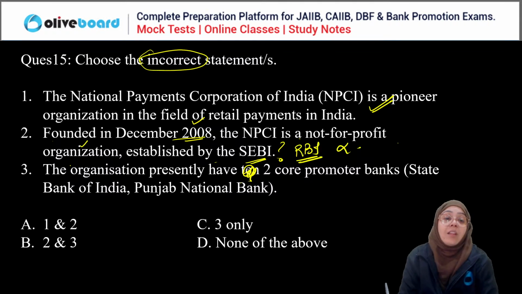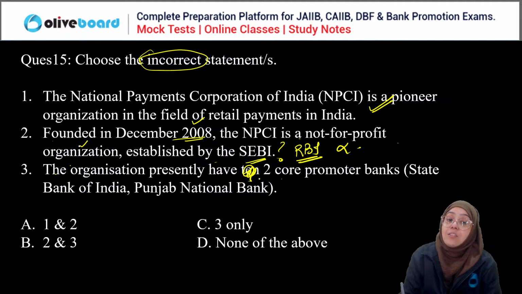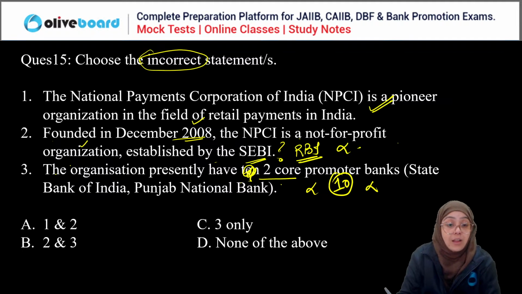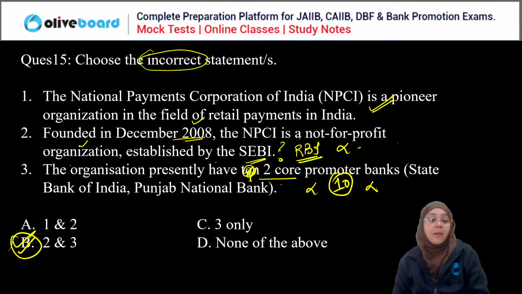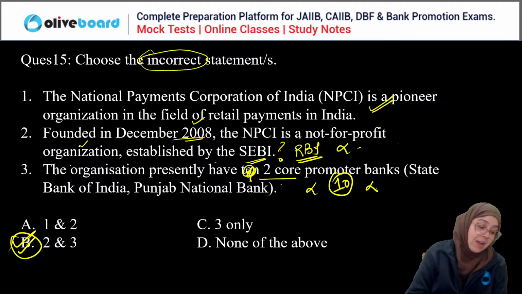So that is false. The organization has two core promoter banks? No, it has 10 core promoter banks. So the second and third are the incorrect ones. We have to choose the incorrect statement. So B is the correct answer here.